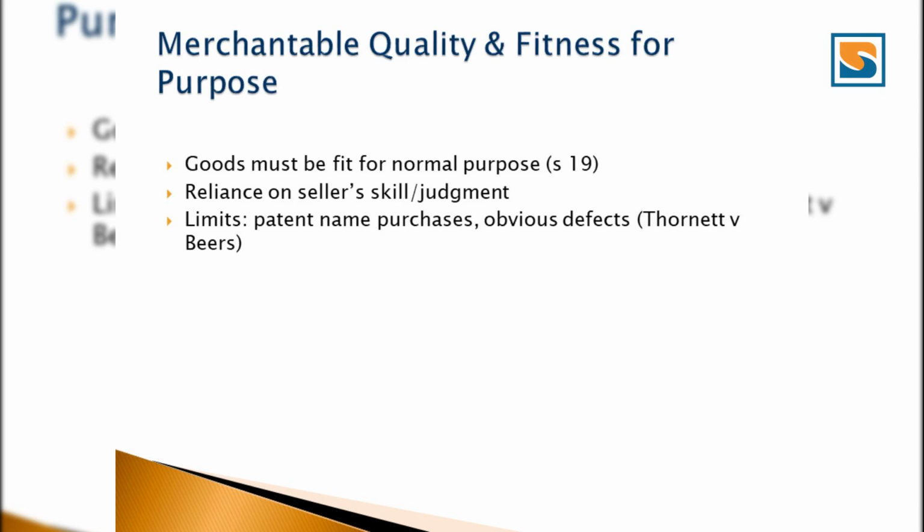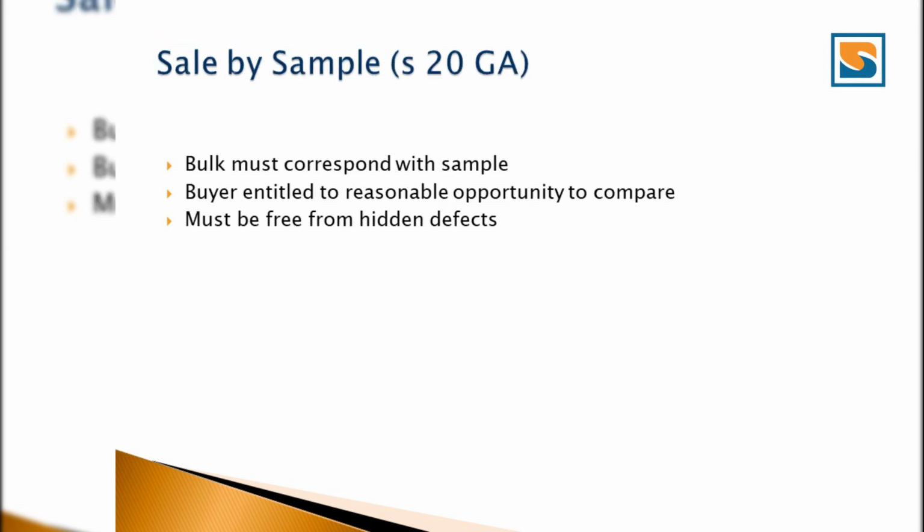Goods must be of merchantable quality and fit for the disclosed purpose. Buyers can rely on the seller's skill unless defects are obvious or the purchase is made under a patent name. These limitations balance fairness between buyer and seller.